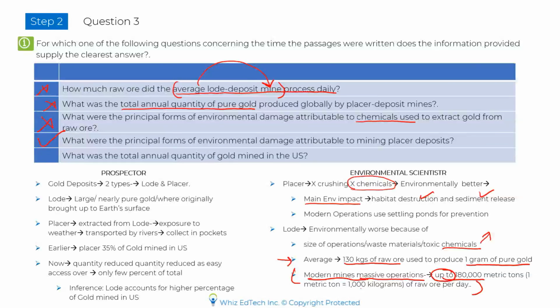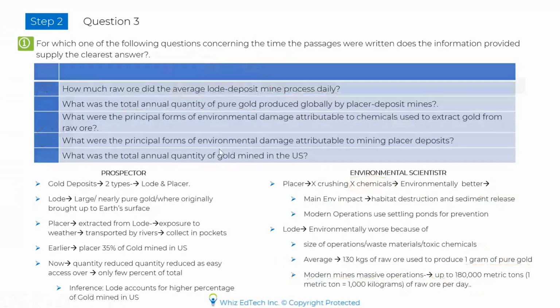What was the total annual quantity of gold mined in the US? The annual quantity of gold mined in the US is not given. We are only told that lode accounts for the higher percentage of gold mined in the US. That is the inference. So this is also not the correct answer. So D was the correct answer. Let's move to the next question.